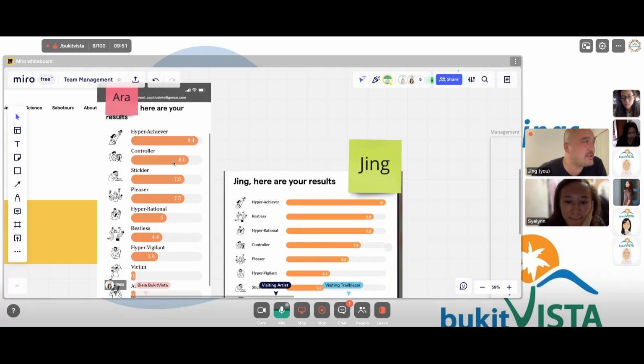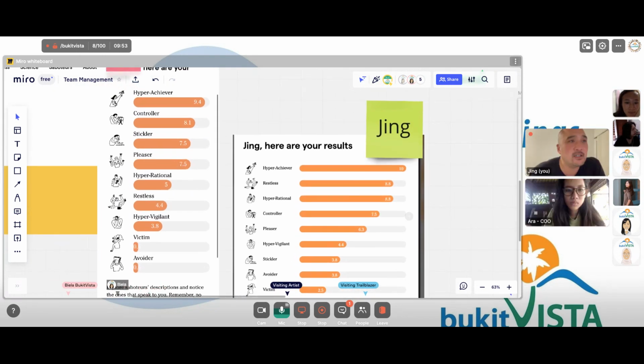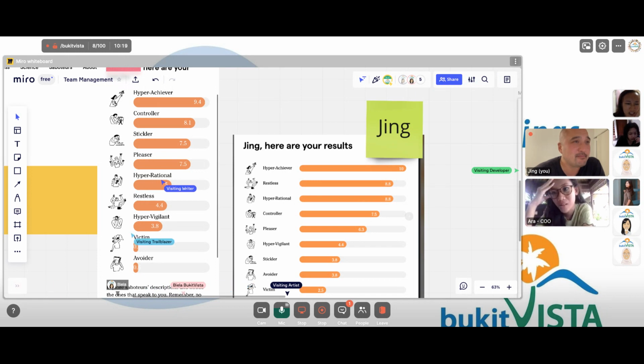Let's go to Ara. Ara, what is your high and low? My highest is hyperachiever. I think that makes sense because, as you mentioned yesterday, I get turned on by challenge rather than backing up. And then the lowest is also pretty shocking, in the way that I got zero, because I see people usually have lowest 3 or 2. I got zero in victim and avoider.